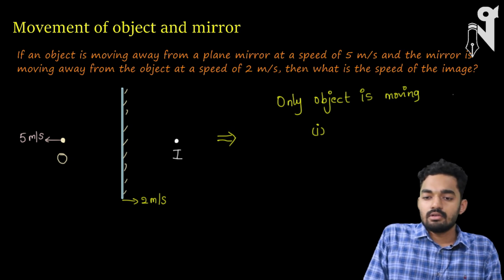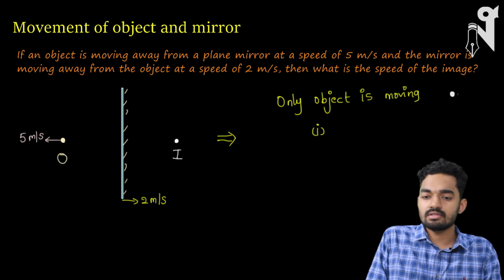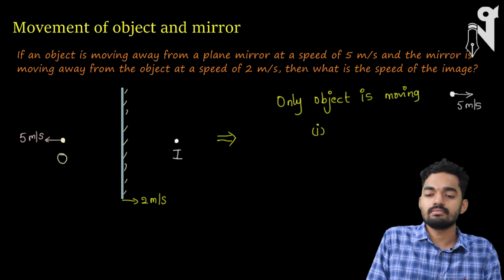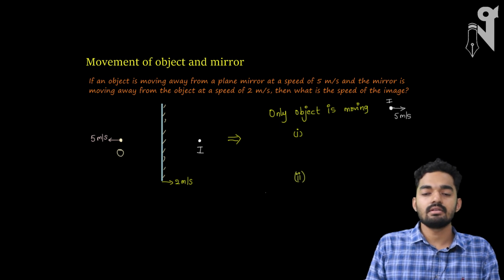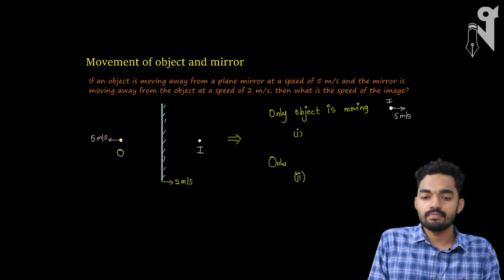So if I say only the object is moving, then in that case if I represent the speed of the image, it will be 5 meter per second in that direction. In the second part, I'll consider that only the mirror is moving. So in the second part, only the mirror is moving.